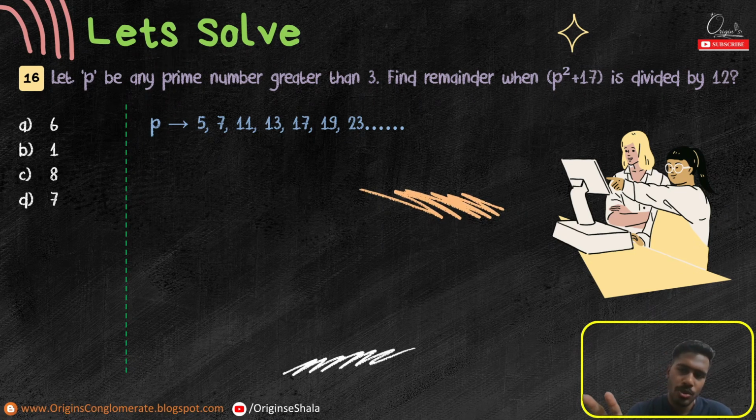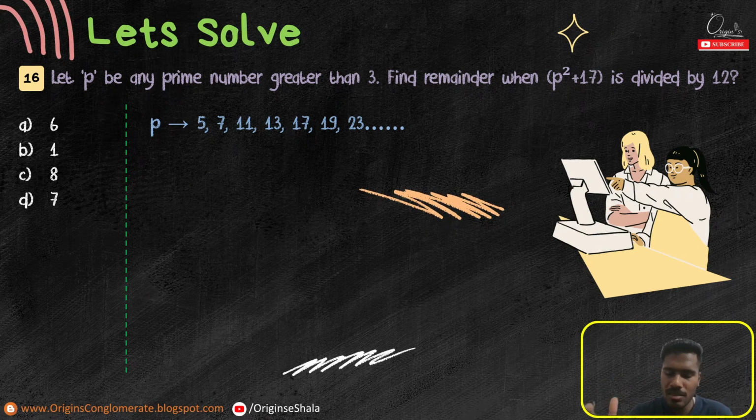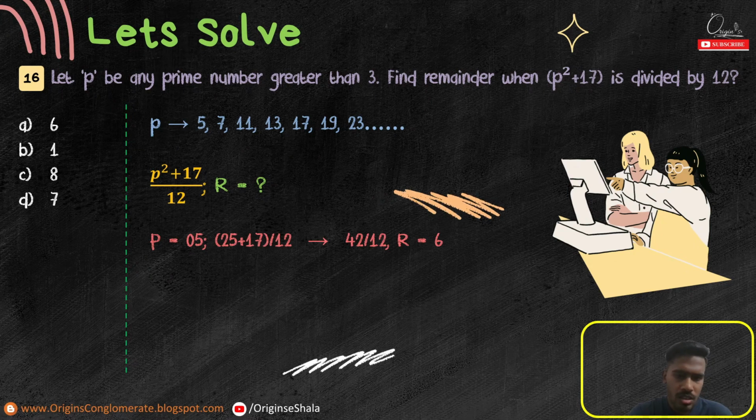So I need to do this operation where I'm squaring the number and adding 17 and again dividing by 12, and I have to find the remainder. What will be the remainder every time? So let's try a few numbers. I will try with 5, obviously it is the smallest. So here I am definitely getting 6. 25 plus 17 will be 42. 42 divided by 12, I am getting 6.